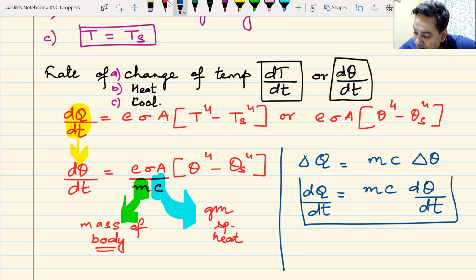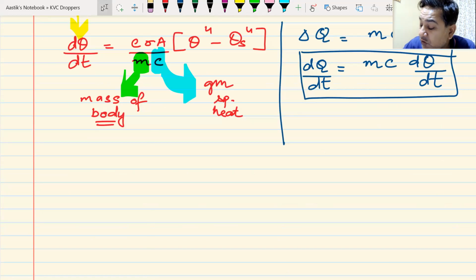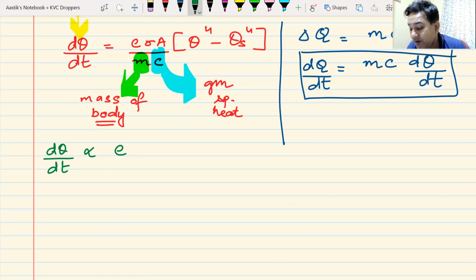From here, I have found out the rate of heating or the rate of cooling of a body. And what do I see? It depends on how many things? Number one, it depends on what? Tell me. This is where the questions are going to come from in this particular chapter. Don't get bamboozled by this. On what all factors does the rate of heating or the rate of cooling depend? It depends on e. What do I mean by e? It depends on the material of the body. Yes or no?